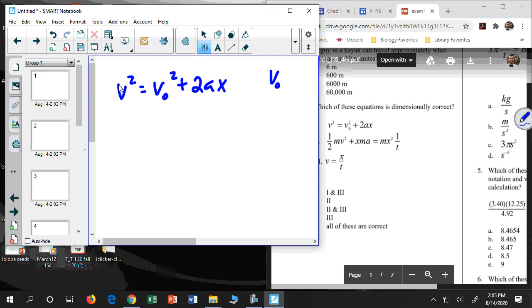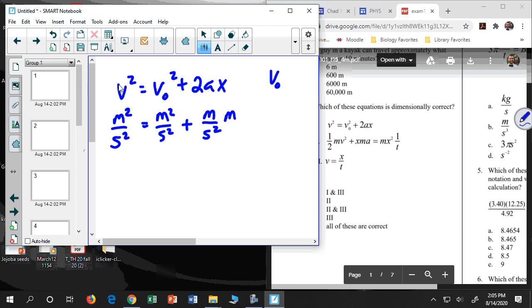And so for this one, I would have meters per second squared equals, this one is also going to be meters per second. And then both of them are squared because it's v squared. And then the a is meters per second squared times meters. And so that is a correct equation.